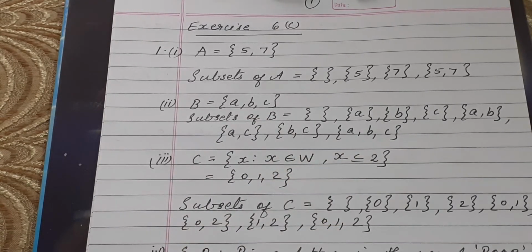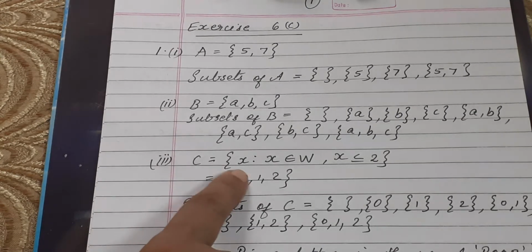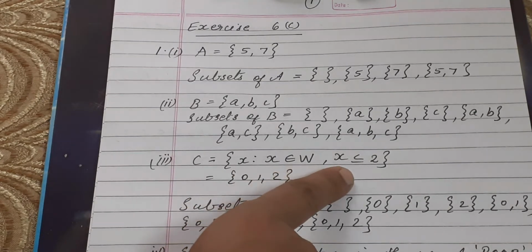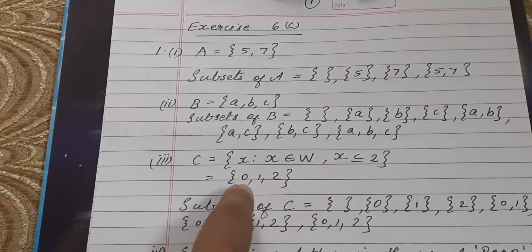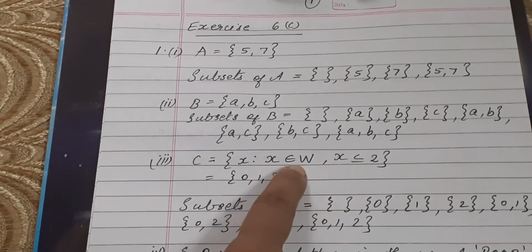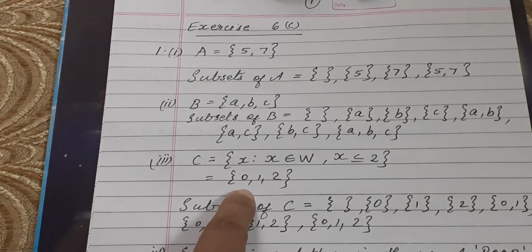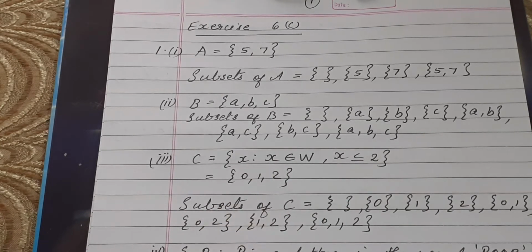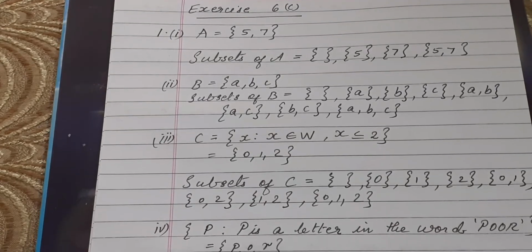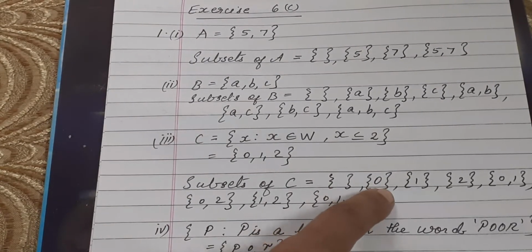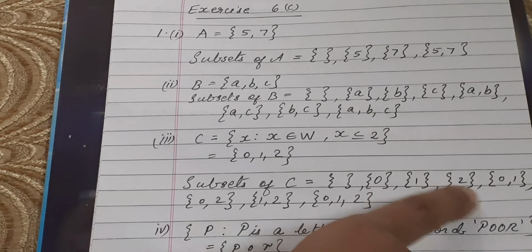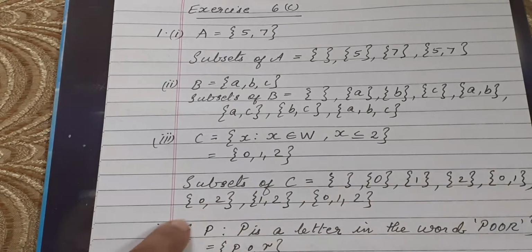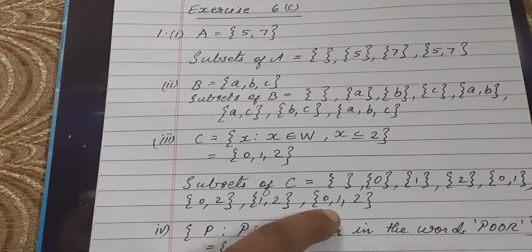Okay. Now question number 3. The set is given as C is equal to set of all x such that x belongs to W, x less than or equal to 2. So here it is given in rule method. First we have to express this in roster method. So we will get x less than or equal to 2 and x belongs to W. So which all elements will come? 0, 1, 2. Now write the subsets of that one. So first we will start with empty set, then {0}, {1}, {2}, then 2 element sets {0, 1}, {0, 2}, then {1, 2}, then the same {0, 1, 2}.